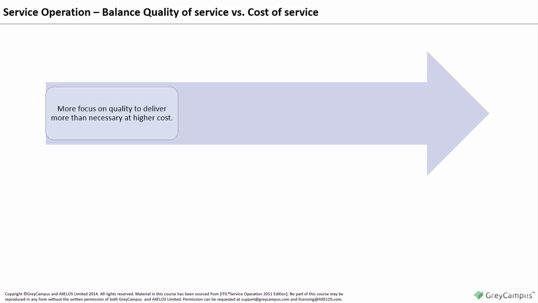Service operation. Balance quality of service versus cost of service. Service operation is required consistently to deliver the agreed level of IT service to its customers and users, while at the same time keeping costs and resource utilization at an optimal level. Achieving an optimal balance between cost and quality is a key role of service management. Every organization will have a different range of optimization depending on the nature of the service and the type of the business.